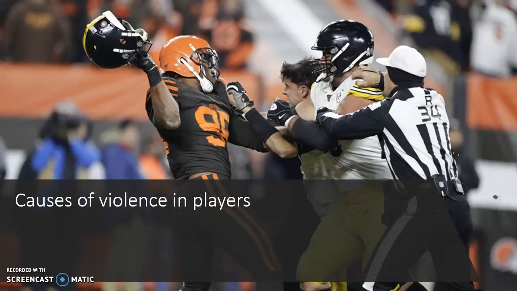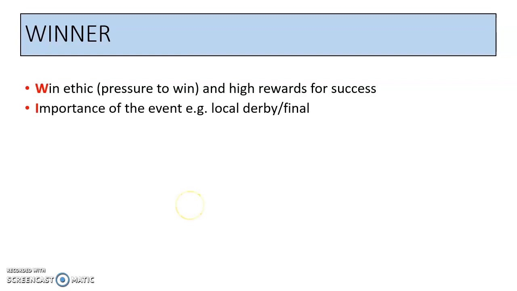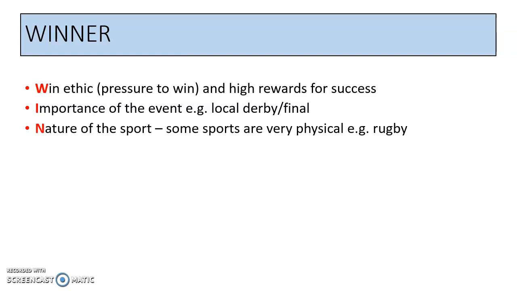What makes players violent? Now, a nice easy way to remember this is using the acronym WINNER. So W is for the win ethic, the pressure to win. There's high rewards for success, players want to win, and violence can occur because of that pressure. We've then got the importance of the event. So there's more likely to be violence at local derbies or in a cup final because of the importance placed on that event by the players and the spectators.